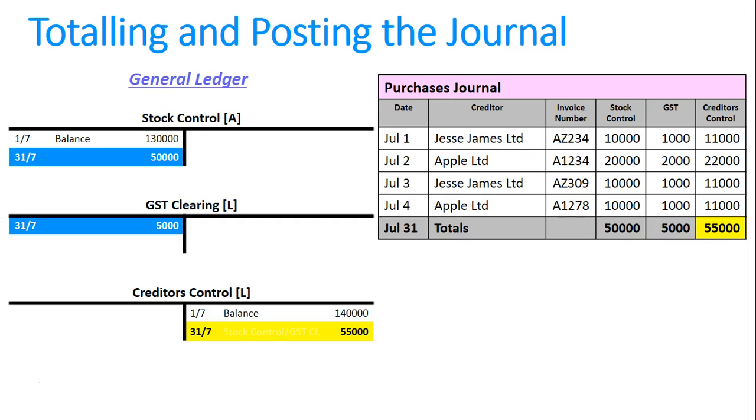Now that we've got all our information, we can go and put in our references. So in stock and GST, our reference will be creditors control. So we don't want to write creditors, we want to write creditors control. That has been picked up on the exam before, so we just want to make sure we write that in full. And in creditors control, we want to do a double reference of stock control / GST clearing.